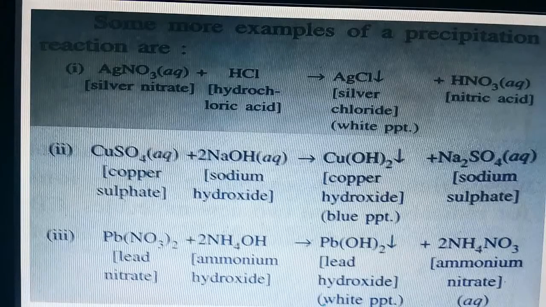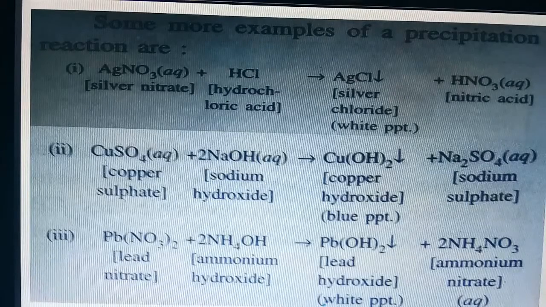So in number 2 also, copper sulfate reacts with sodium hydroxide to give copper hydroxide, which is a blue precipitate, and sodium sulfate. So both cannot be insoluble solids, only one can be an insoluble solid, so that we can identify. In this way, a double displacement reaction, that means a precipitation reaction, takes place. So this is a double displacement reaction as well as a precipitation reaction. All precipitation reactions are double displacement reactions.